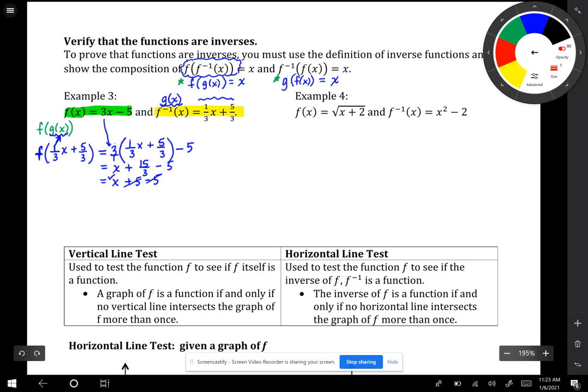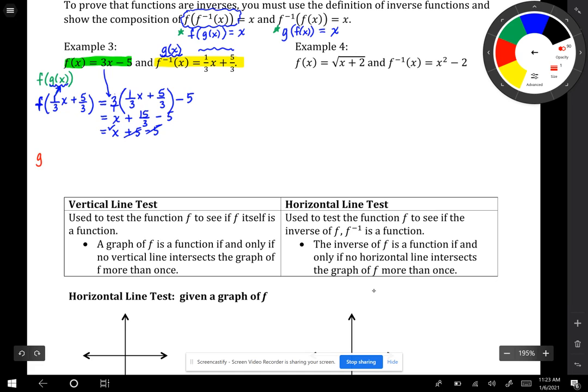And now let's do g of f of x. This time we're going to start with f of x, and f of x is right here. So it is 3x minus 5. So you have the letter g times 3x minus 5. Now you go to g, and you replace wherever you see an x with that 3x minus 5. So start with your 1/3, and then replace that x, that's right here, with 3x minus 5. Close your parentheses, plus 5/3, and pray that this equals x.